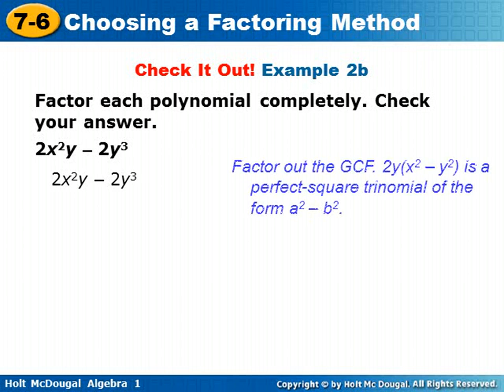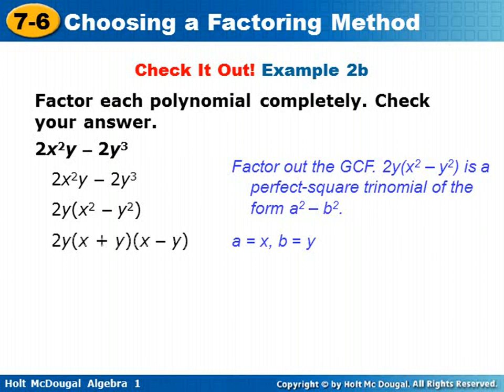So you're going to factor out the greatest common factor first, which is a 2y, and that will leave us with x squared minus y squared, and then that is a difference of two squares. So your a term is x and your b term would be y. So you would get 2y, that's what we factored out first, the greatest common factor, and then times x plus y times x minus y.